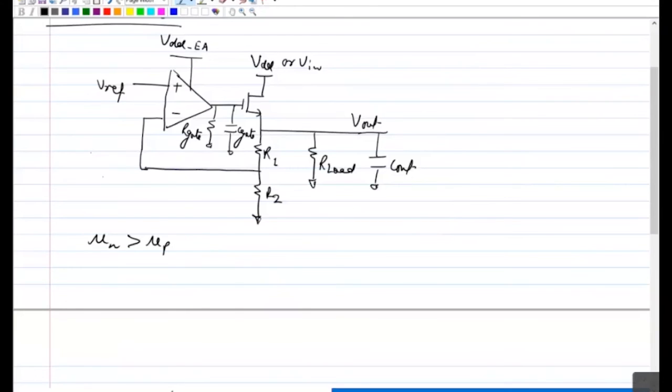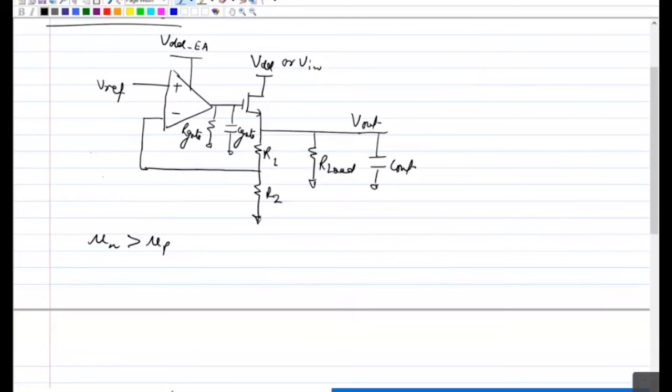But if you want to keep the error amplifier output or the gate pole as dominant, then you have to put a compensation capacitor, C gate. And we cannot use a Miller cap here because your output is connected to the source, not the drain. So you don't get any gain from the output stage.